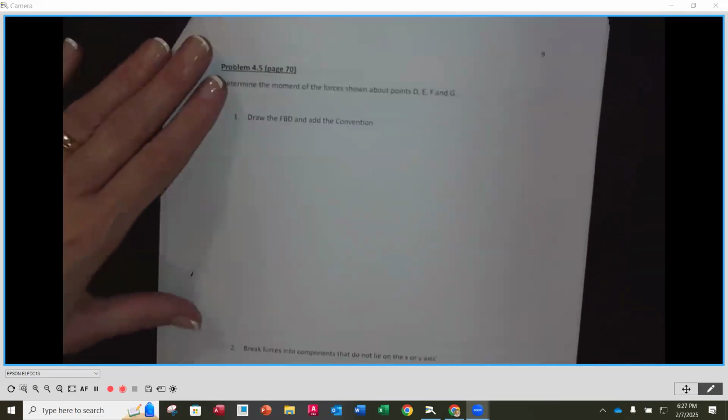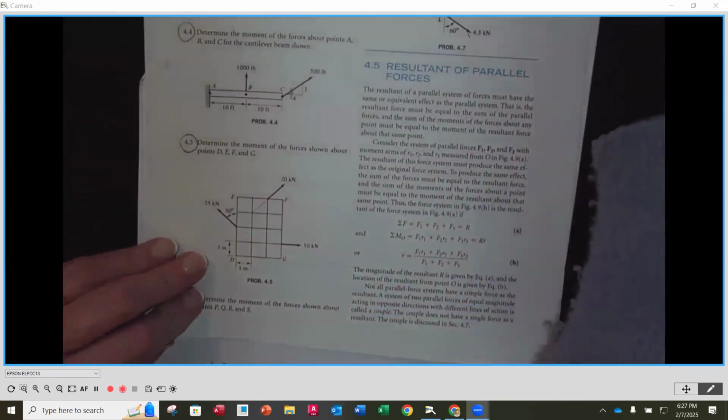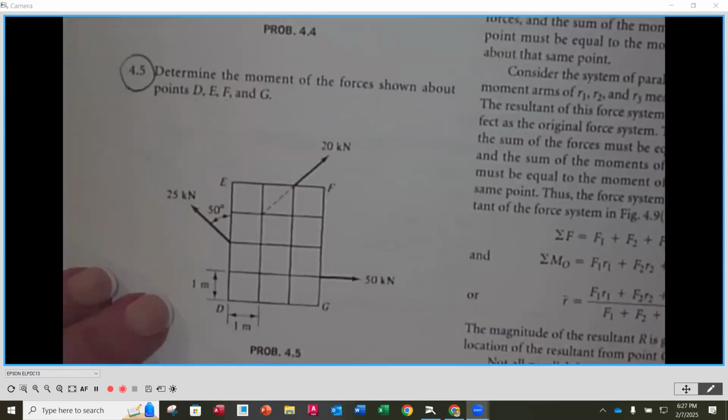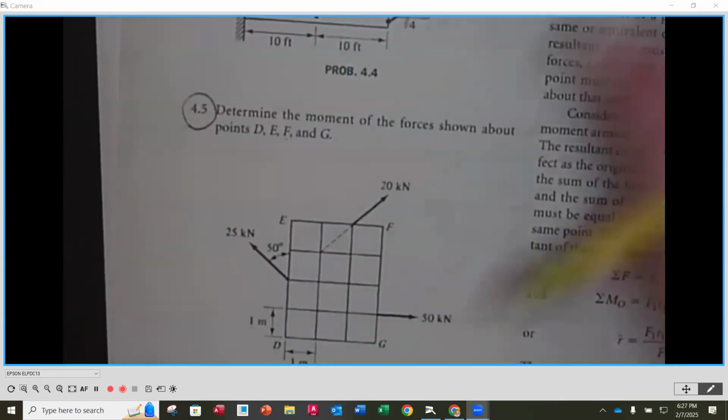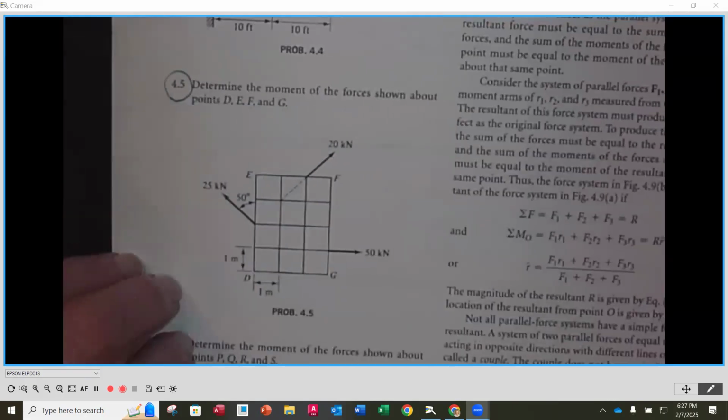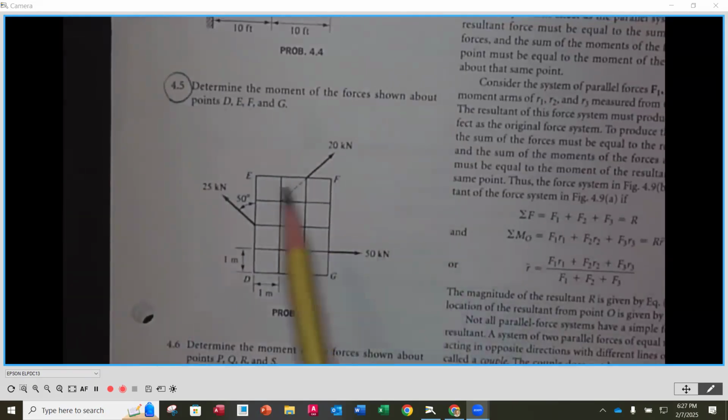Let's do another problem. We're going to do problem 4-5 on page 70. Okay, so going back underneath here, this is the PDF. 4-5. This is a good problem. It says here, determine the moment of the forces shown about D, E, F, and G. So we've got a grid here, and we've got some forces. Two of them are at angles, one is horizontal. And then we've got points D, E, F, and G, and they want us to find the moments about each one of those points.